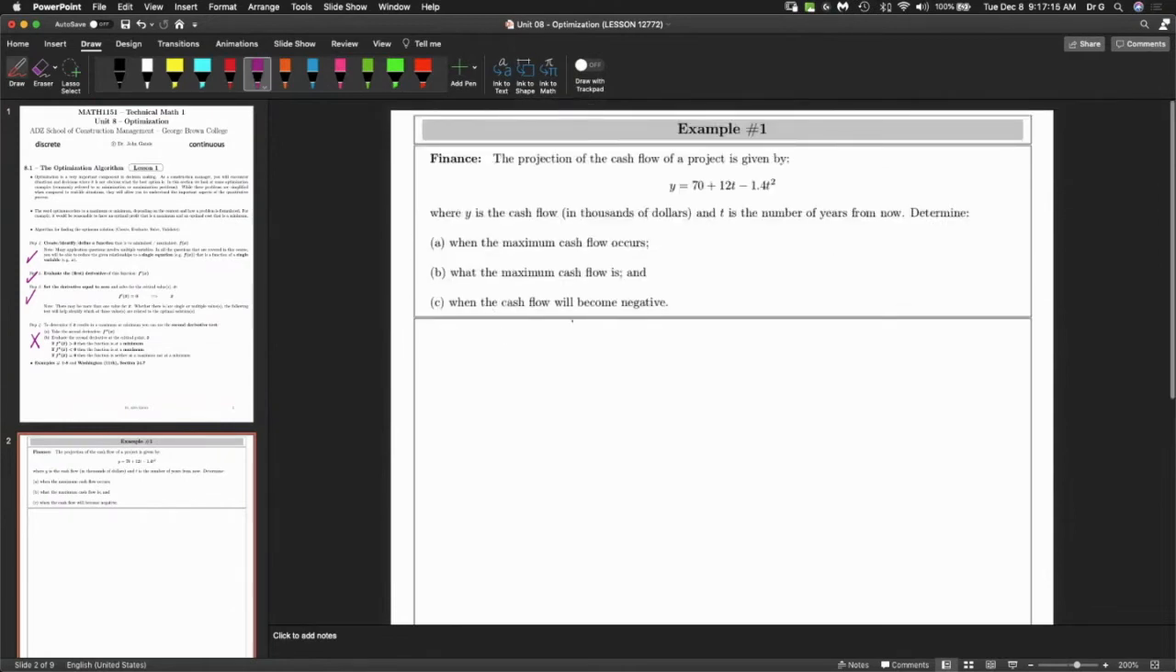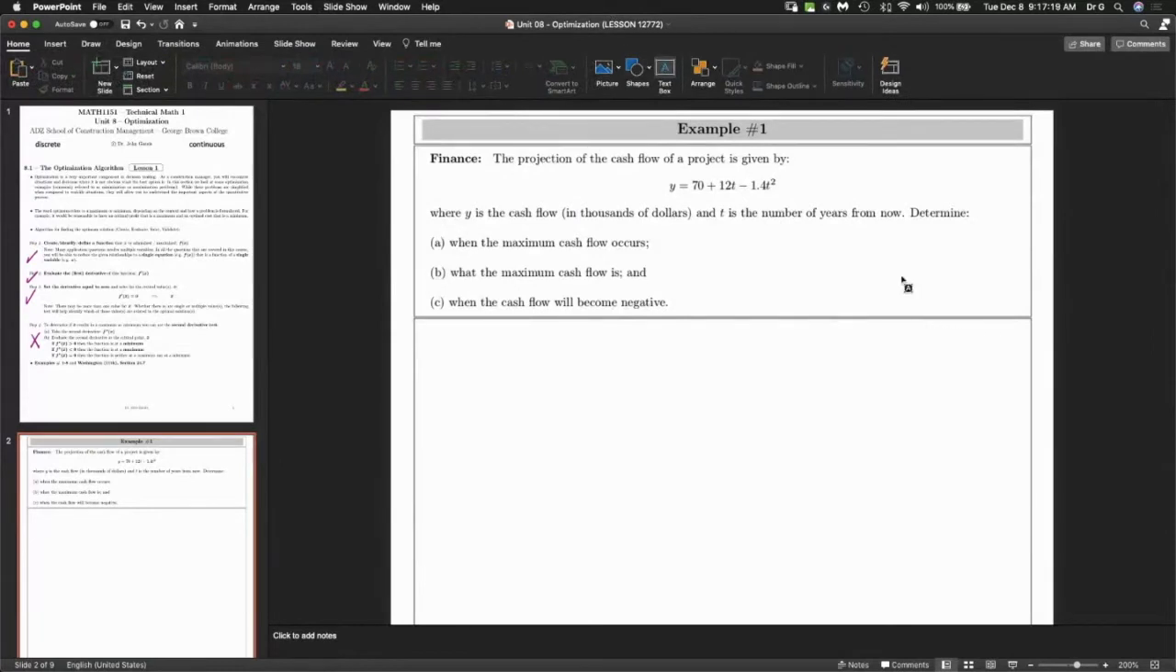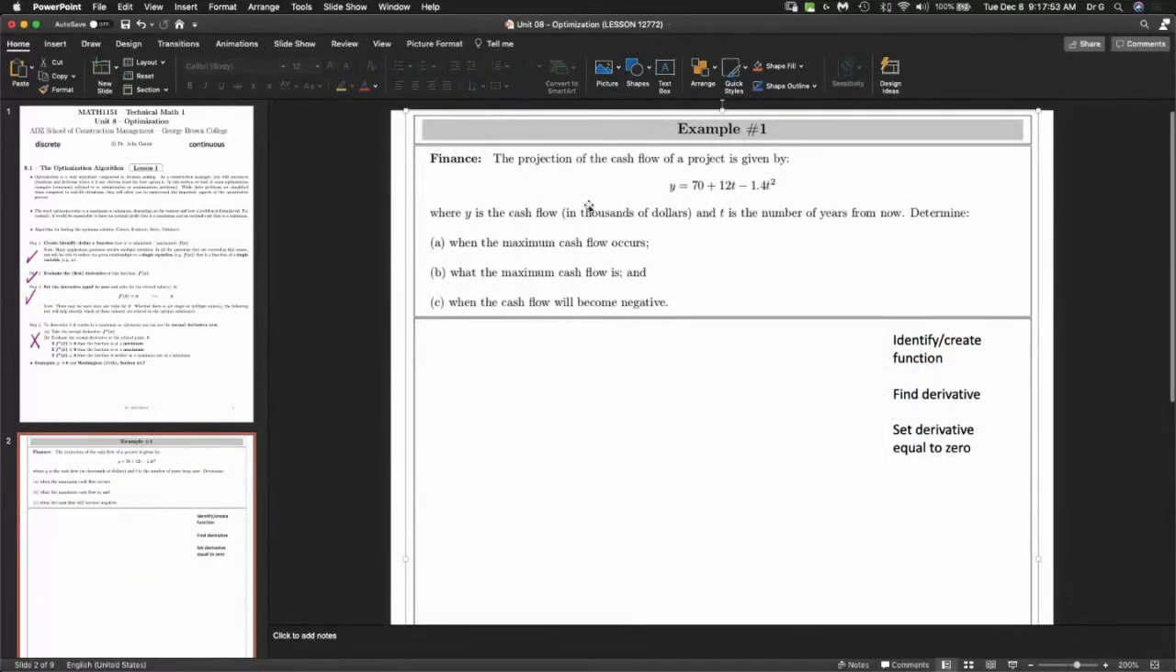So let's take a look here. I'm just going to write down that process here on the side in a concise way. So those are the 3 steps. Let's see if we can use them for this question.